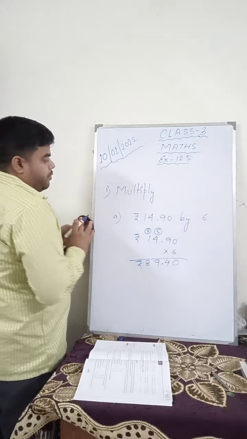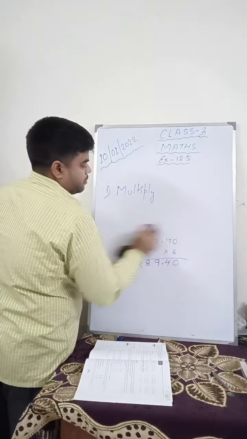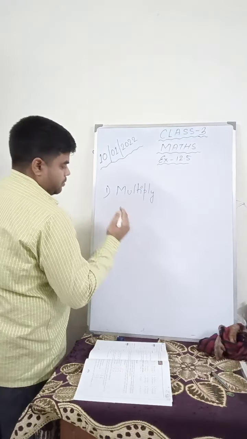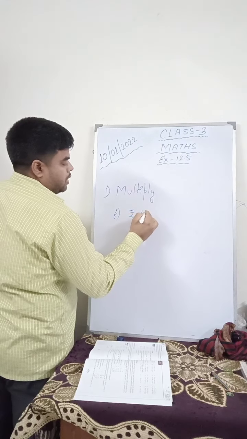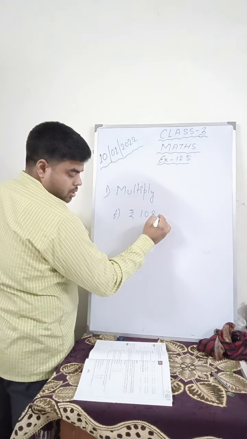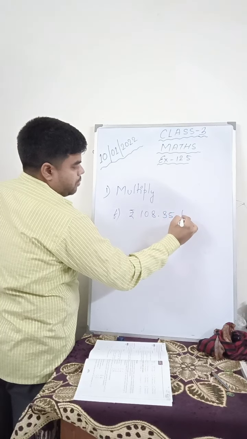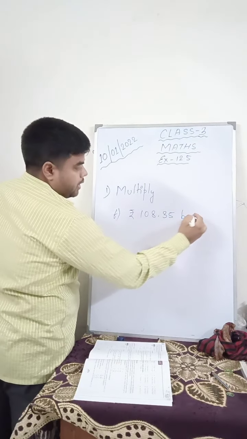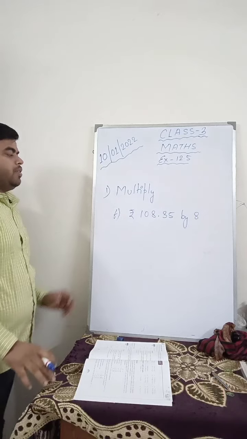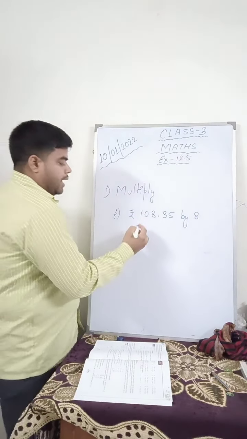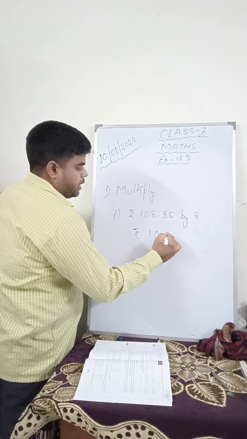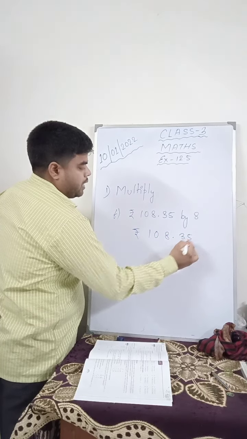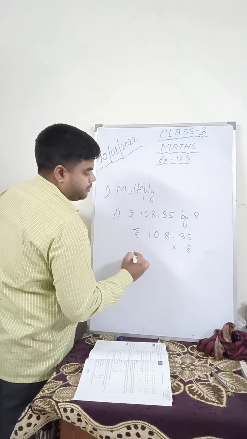Suppose question number F. Rupees 108.35 by 8. If they have given you this multiplication, arrange it as we have done for question number A. 108.35 and multiply by 8.